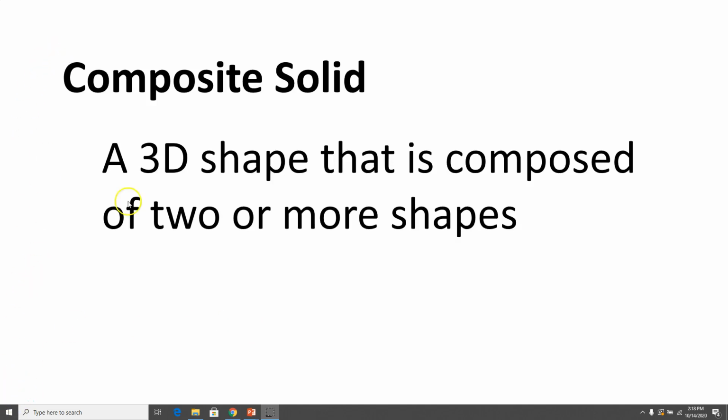Today we're going to talk about composite solids. A composite solid is just a 3D shape that is composed of two or more shapes. So think about any of the solids that we've talked about previously, like a rectangular prism and a pyramid. Now we're just smashing them together, kind of, in a way. All right, so here's a couple examples.